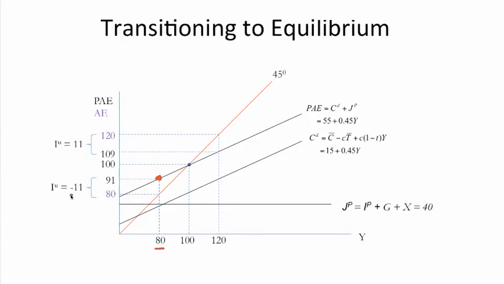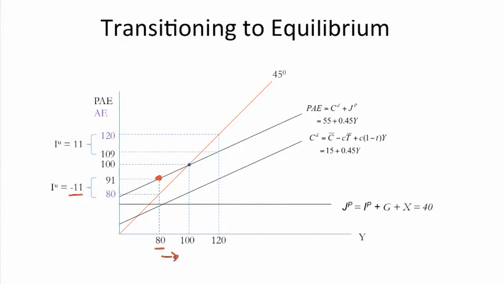What firms will experience is a change in their inventories, but in this case it's an unplanned reduction in their inventories. To meet that planned expenditure of 91, firms will have to use their previously accumulated stock of inventories to provide the extra 11 units, the difference between the production of 80 and the planned expenditure of 91. So we record that as unplanned investment of minus 11. Inventories are being reduced. But that's not the end of the story. Firms see this happening, it's taken them by surprise, and they take that as a signal, well, we better increase production.